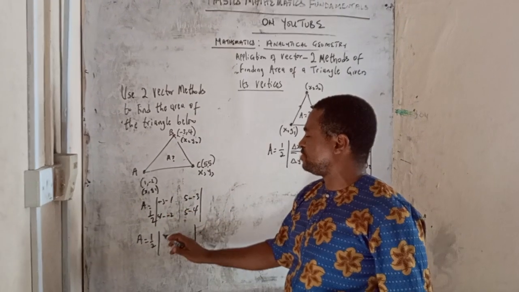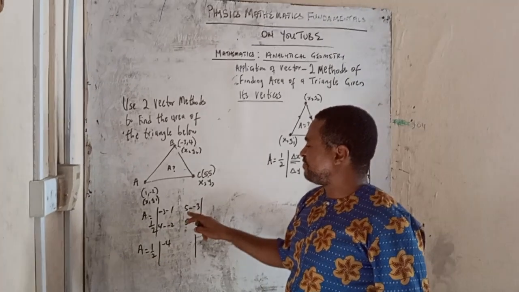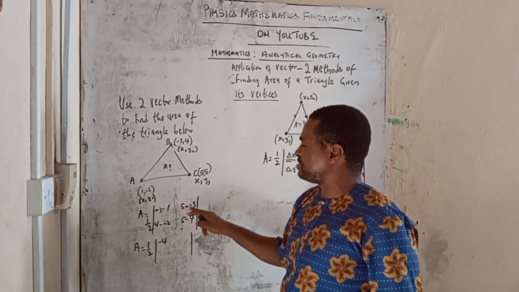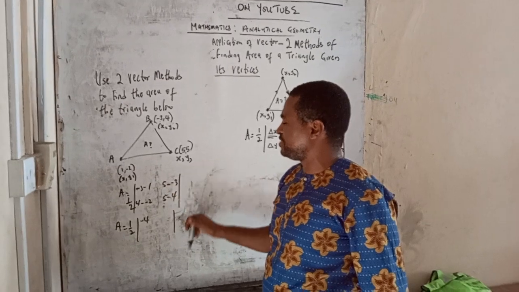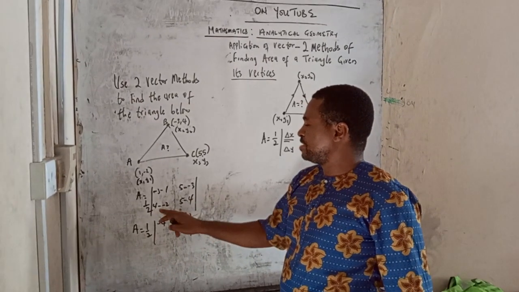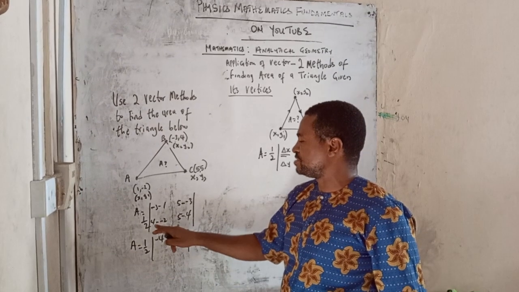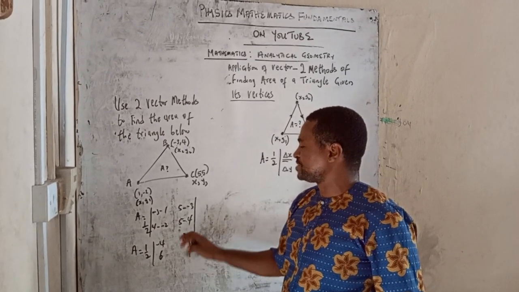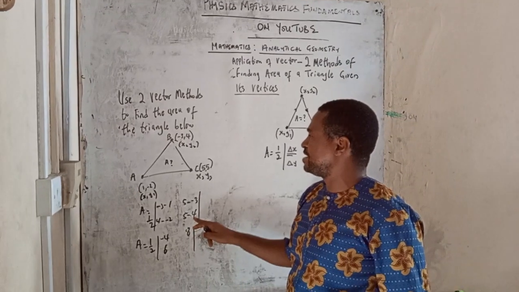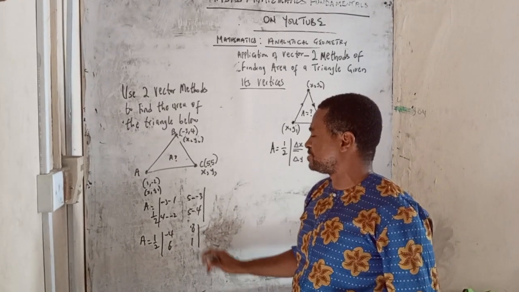Minus 3 minus 1 will give us minus 4. 5 minus minus 3, minus times minus give us plus, 5 plus 3 give us 8. 4 minus minus 2, minus times minus will be plus, so 4 plus 2 give us 6. Here, 5 take away 4 will give us 1.